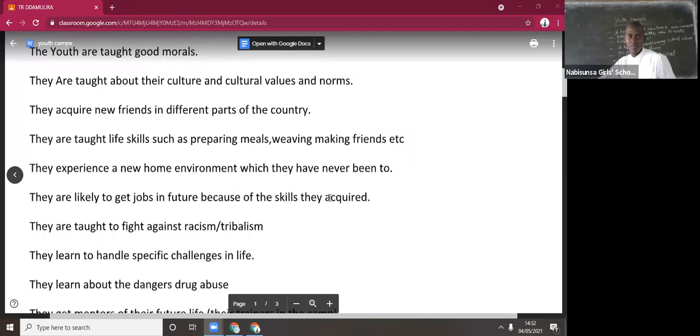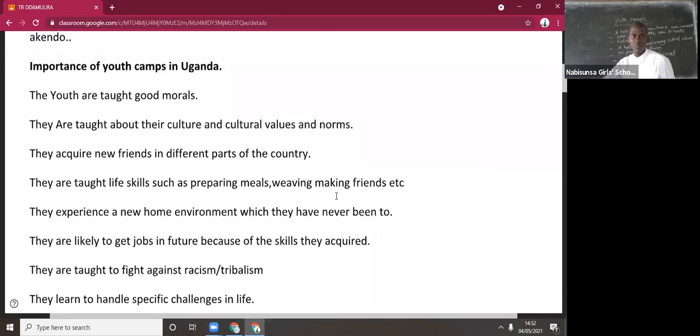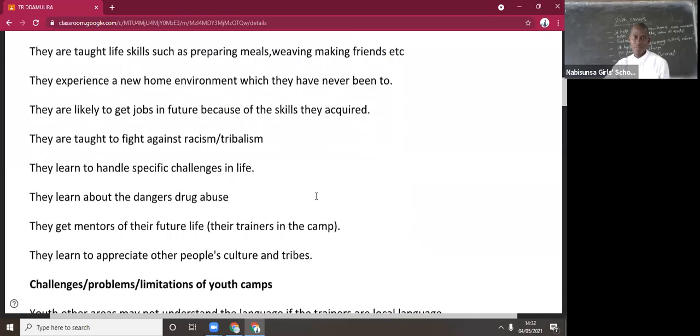The youth are taught good morals. They are taught about their culture and cultural values and norms. They acquire new friends in different parts of the country. They are taught life skills such as preparing meals, weaving, making new friends, etc. They experience a new home environment which they have never been to. They are likely to get jobs in future because of the skills they acquired. They are taught to fight against racism or tribalism. They learn to handle specific challenges in life. They learn about the dangers of drug abuse. They get mentors for their future life, their trainers in the camp, and they learn to appreciate other people's cultures and tribes.